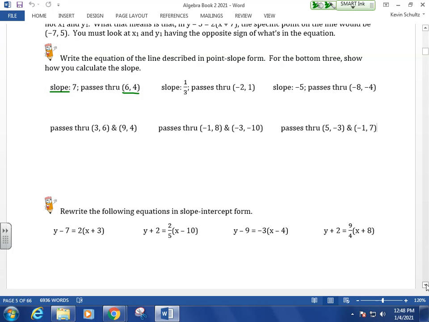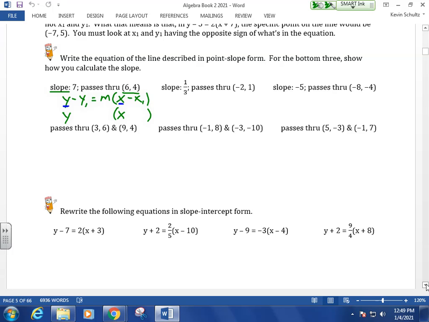So the general form of the equation is y minus y1 equals m times x minus x1. Remember that the y and x we underlined in blue up above are going to remain y and x when we write our final equation. So those don't change.